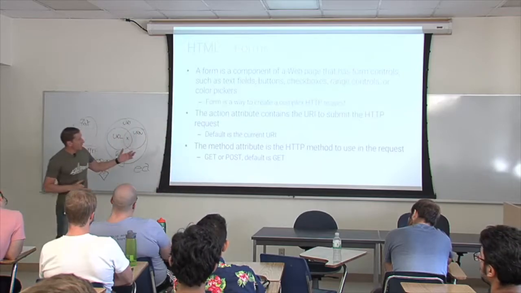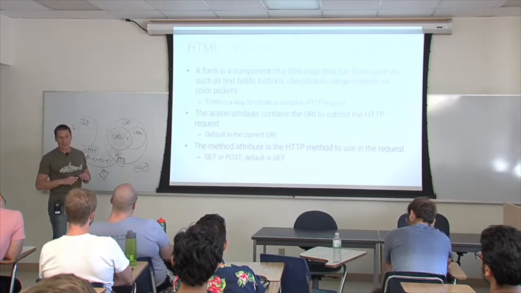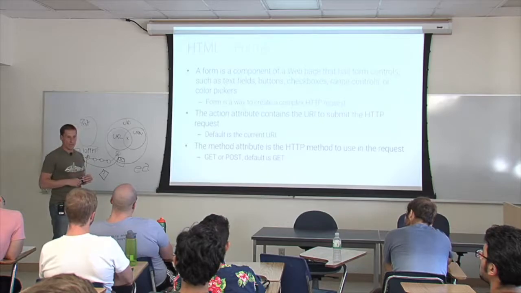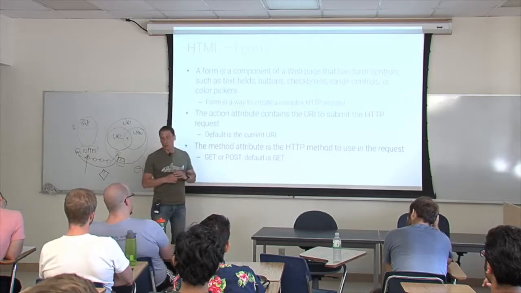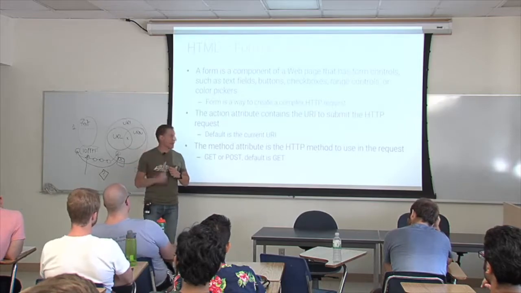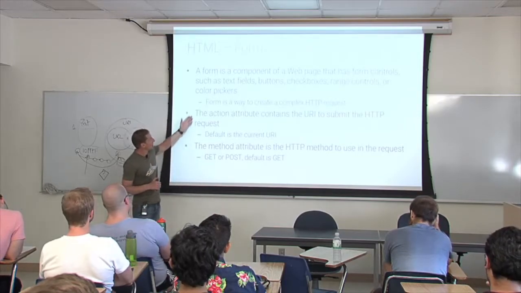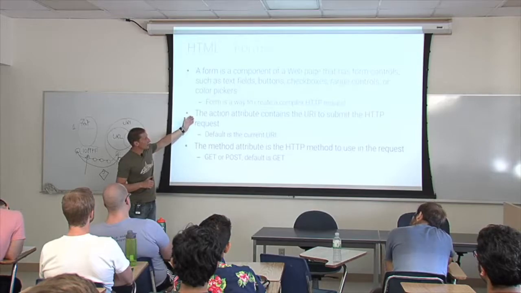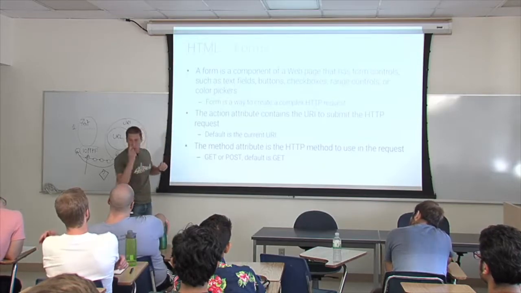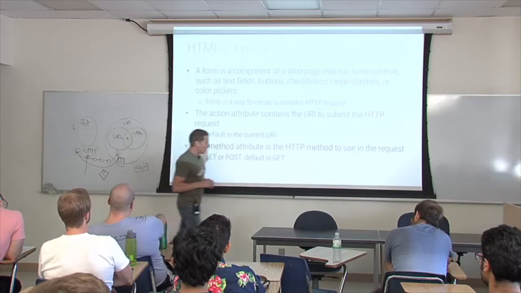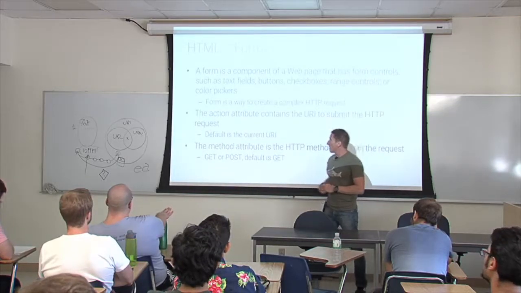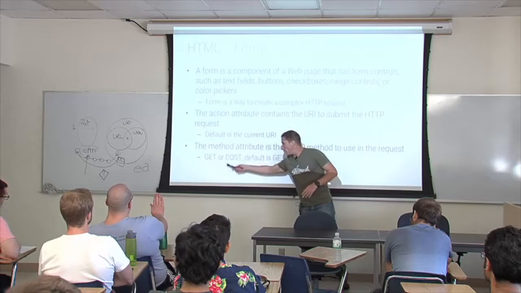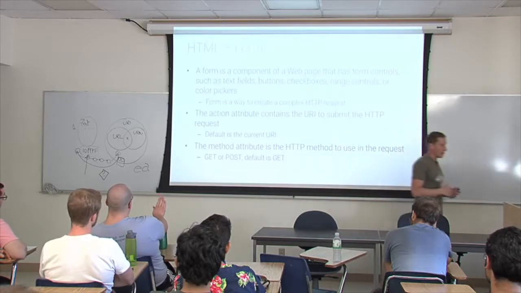But then one thing that people realized is that they might want to submit data. A form is a way to collect data and send it somewhere. There is an action attribute that specifies where you're going to send it, so which URL you're going to use to submit. There is a method that specifies if you're going to use a GET or a POST. We will see what the difference is.